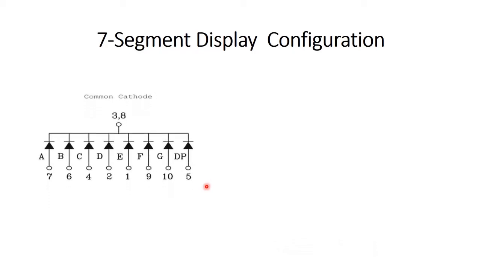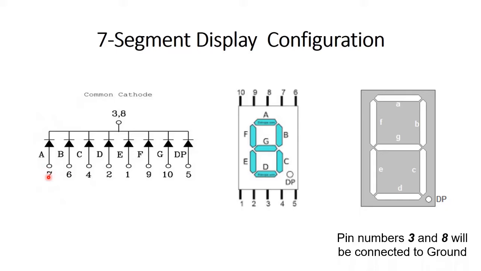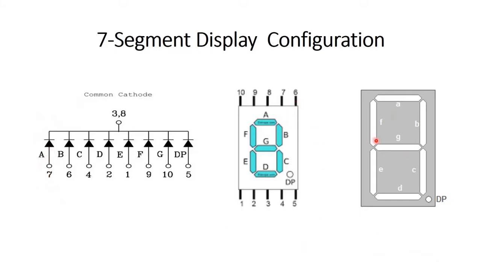For the pin configuration of our LED display, in this project we are going to use the 5161AS Common-Cathode display, and this is the configuration of its pin. We can see here the pin number, and then the segment which it corresponds to. The segments are denoted by letters from A to G, and then here is the arrangement of the pins. We can see here on the bottom side the pin numbers 1 to 5, and on the upper side the pin numbers 6 to 10.